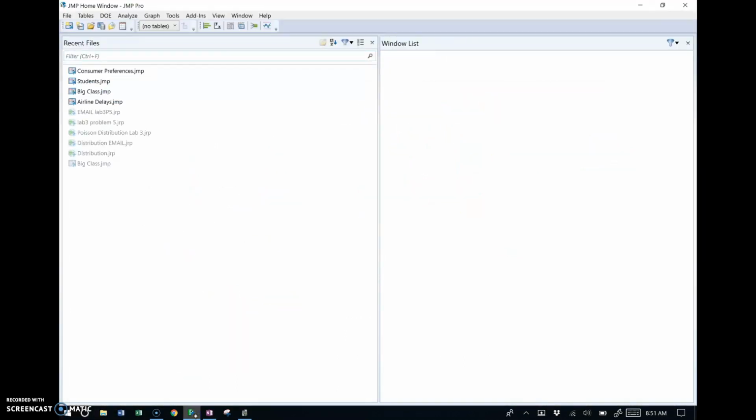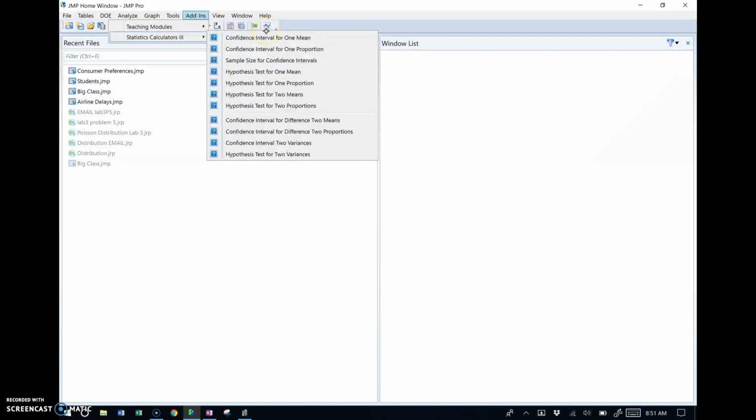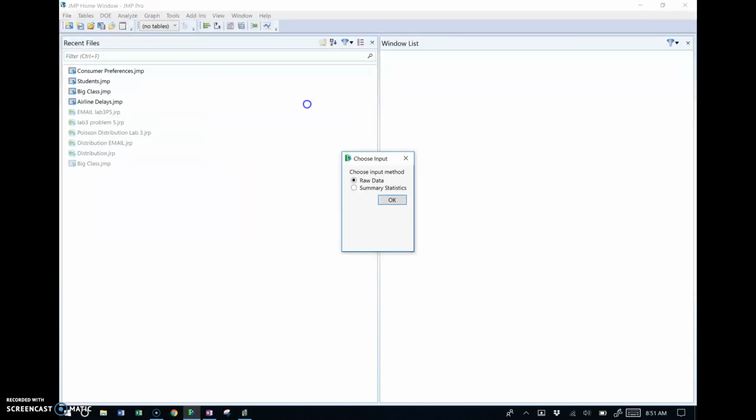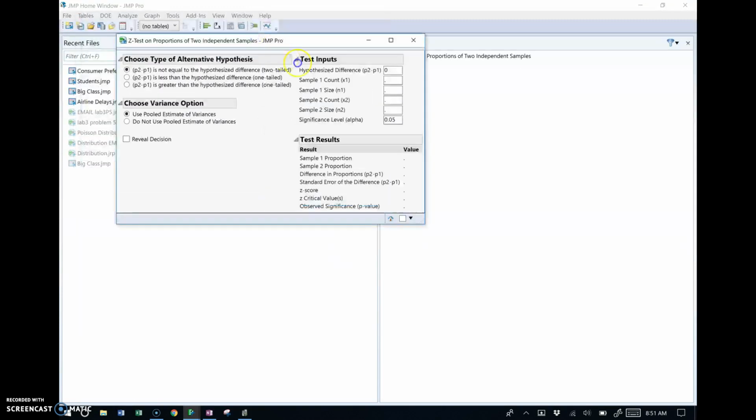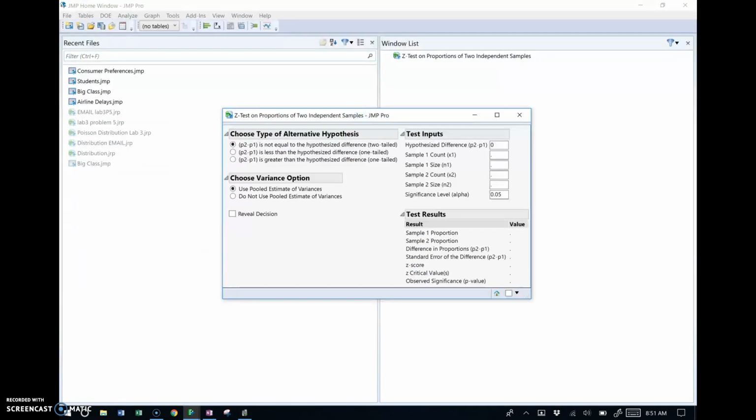In JMP, in the add-ins menu, we added these statistical calculators, and one of them is the hypothesis test for 2 proportions. The first thing JMP wants to know is what do you give me, raw data or statistics? Well, we have the summary statistics. It opens up the menu, and first it asks what kind of test this is, your alternative: two-tailed, right-tailed, or left-tailed. The default is two-tailed, which is what ours is.